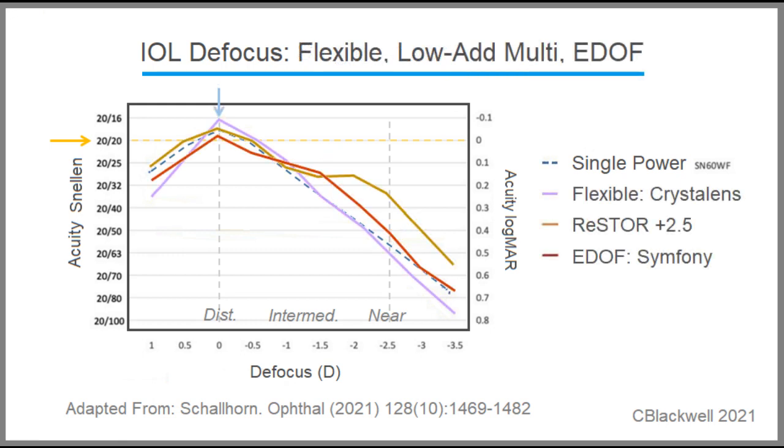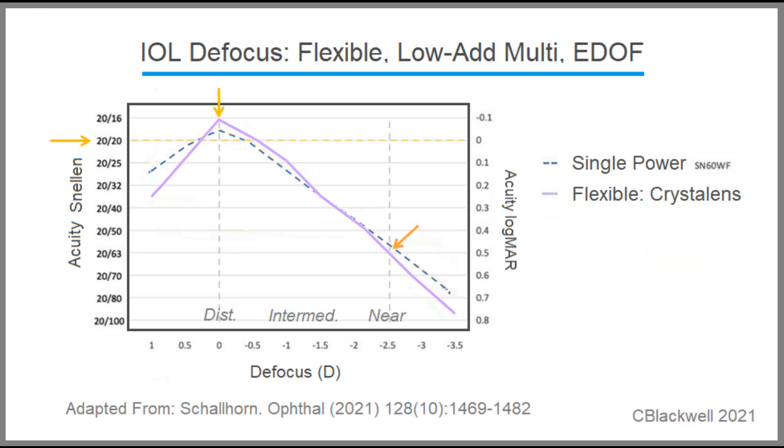Now we look at a selection of lens types. The violet line is the crystal lens, the only flexible lens currently approved in the US. We discussed that over time it loses its ability to move and ends up performing like a single power lens.